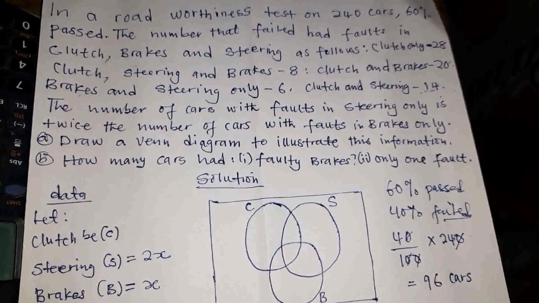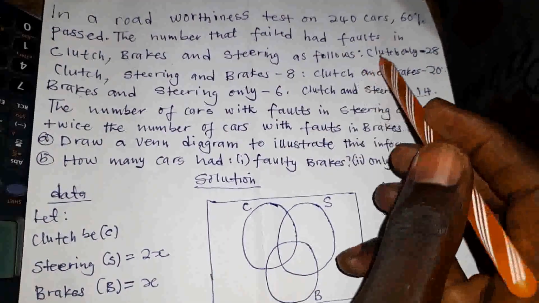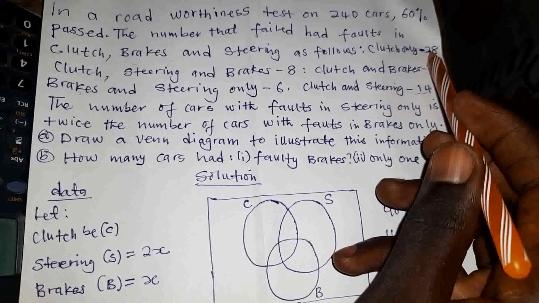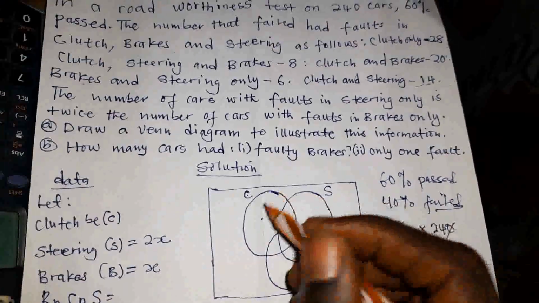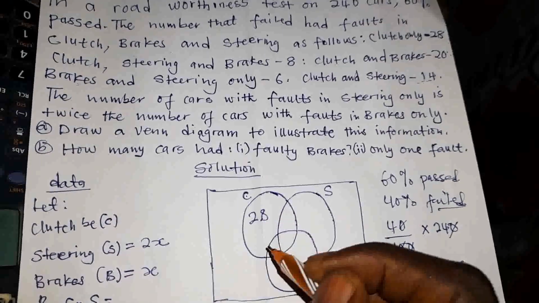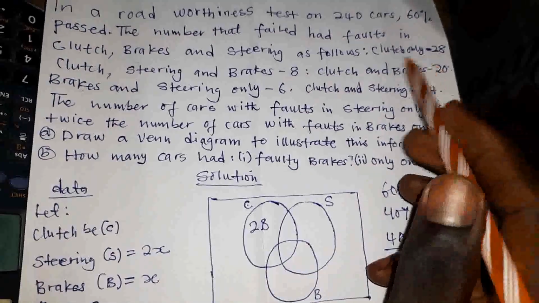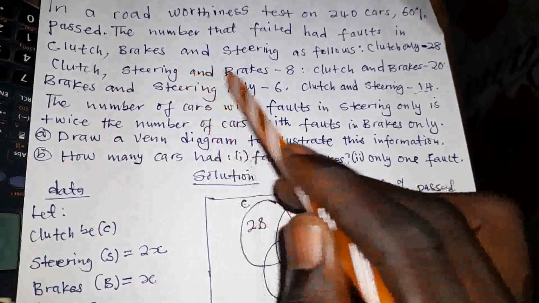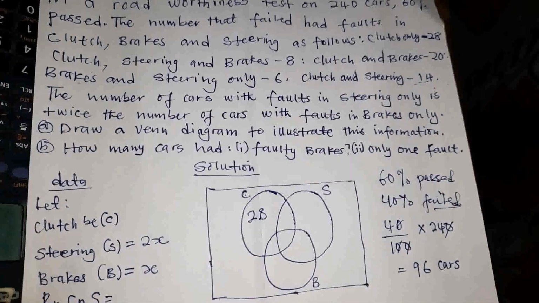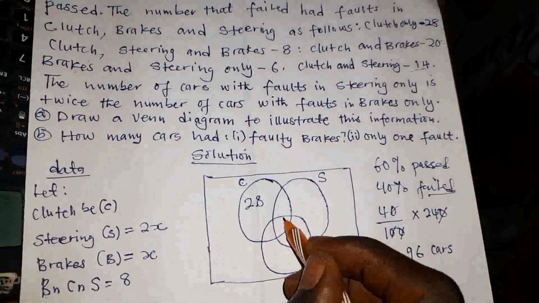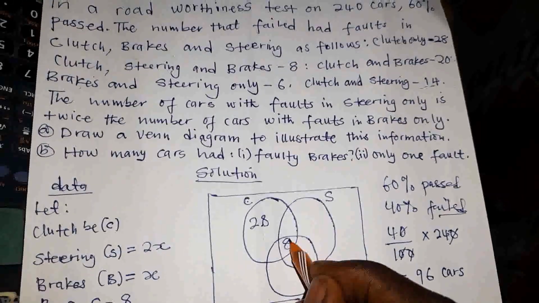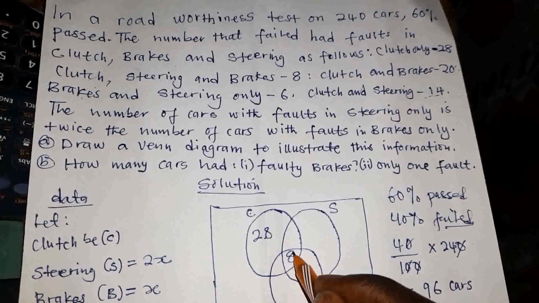Now from the question, let's start. Clutch only is 28, so this portion is for clutch only, and we write 28. Now let's start filling it. Clutch, steering and brakes is 8. So that is the intersection, the middle part. 8 is the one connecting all three sets.